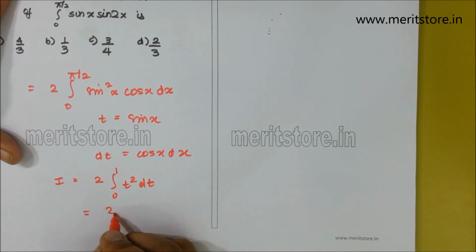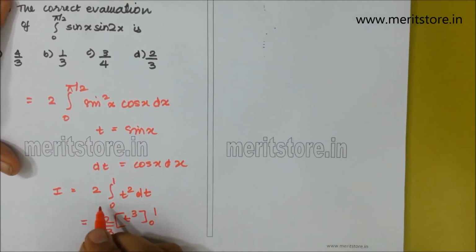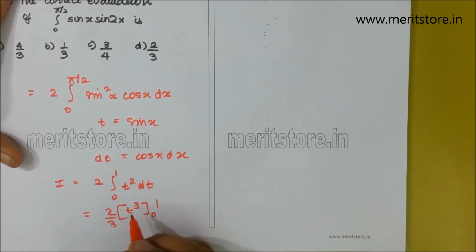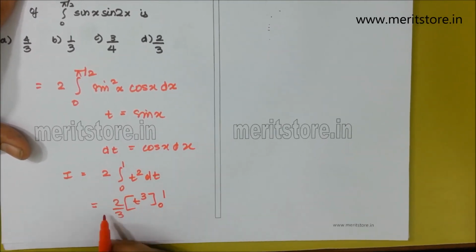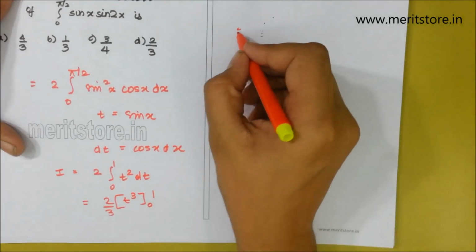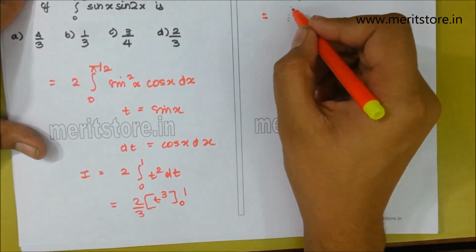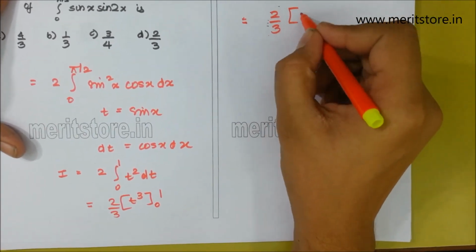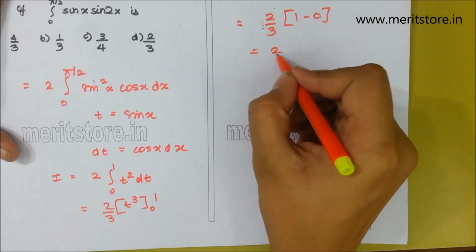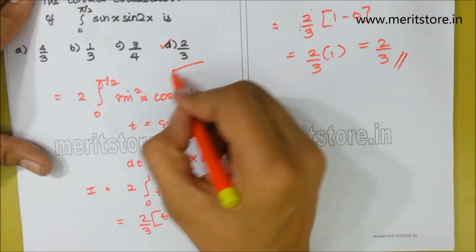Now this will give us 2 by 3 t cube from 0 to 1, integration of t square, that is t raised to 3 upon 3, t cube upon 3. So 3 taking common out, 2 by 3 t cube from 0 to 1. Now upper limit minus lower limit, which will give us 2 by 3 into 1 minus 0, which will give us 2 by 3 into 1, that is 2 by 3. So option D is the correct answer.